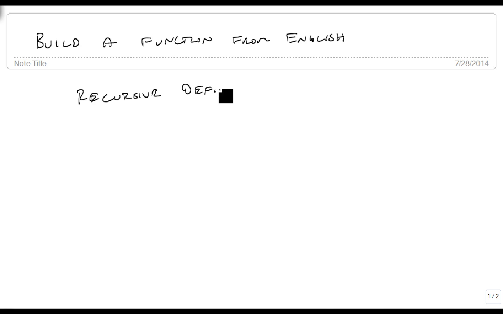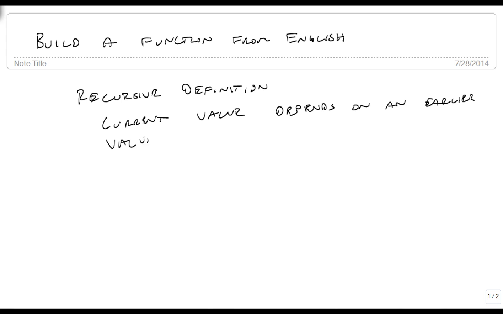A recursive definition is one where the current value depends on an earlier value. And so we're going to look at a particular case to demonstrate this, but the idea is that our current step will depend on the previous step.